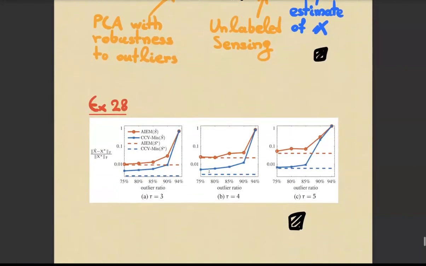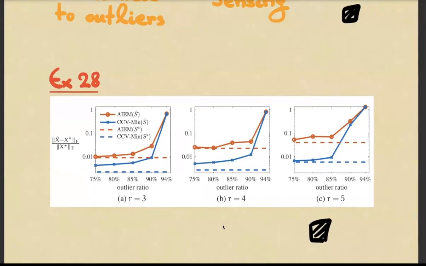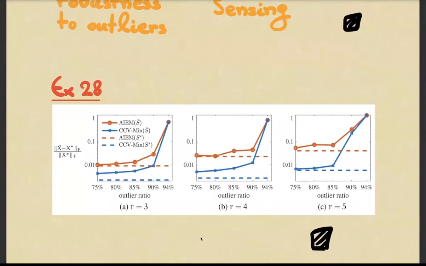So let me show you in the last two examples how this works. Here we see three figures, and each figure corresponds to a different dimension. In the first figure, the dimension is 3. In the middle, the dimension is 4. Last, the dimension is 5. This is the dimension of the column space of X, so you can think of it as the rank.